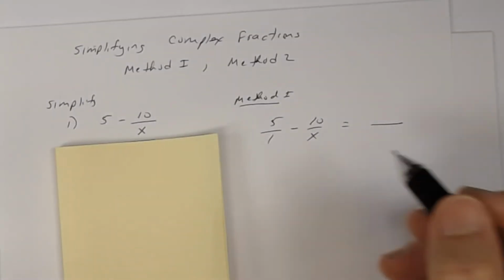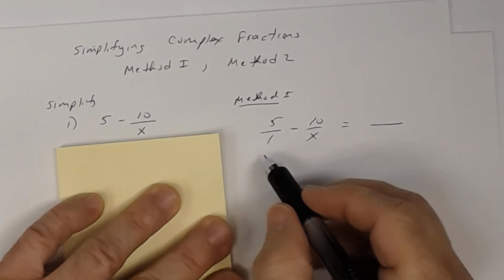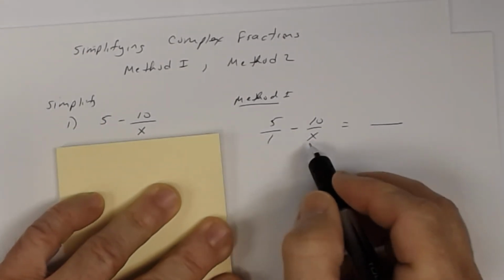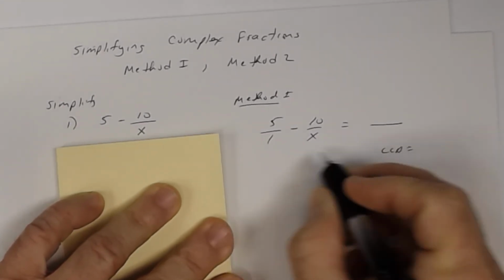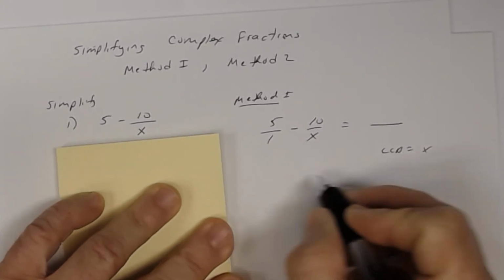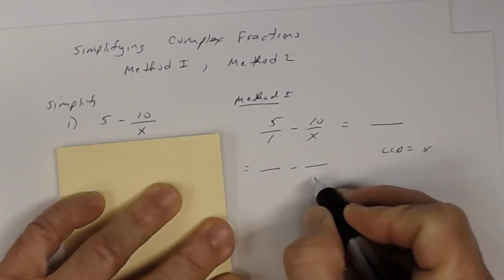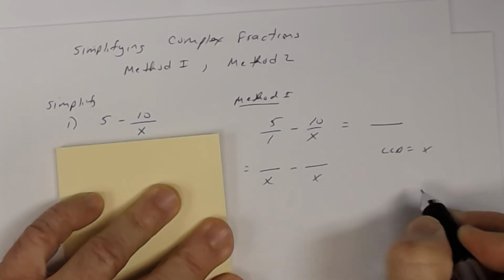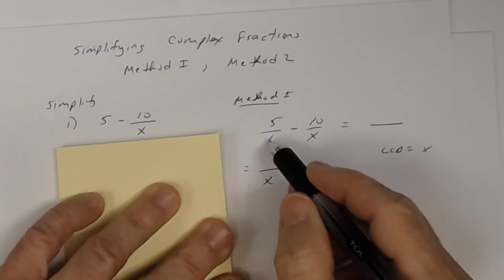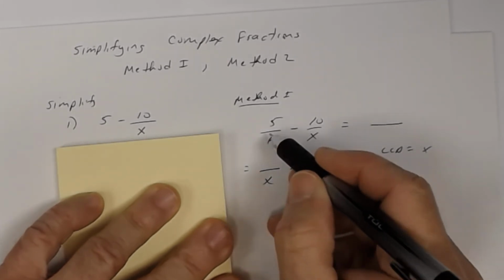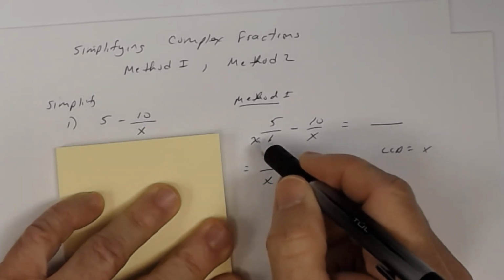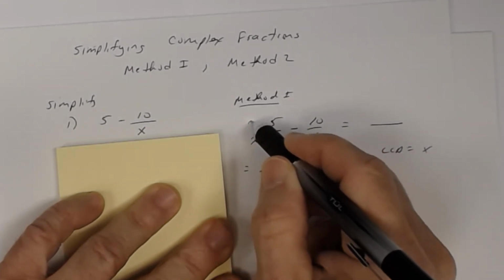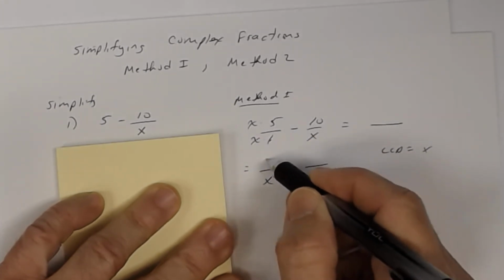That's going to involve you remembering some things that you learned in previous lessons. You're going to have to rewrite this as one rational expression, so you have to find the LCD. The LCD of these two denominators is x. So now you're going to write equivalent fractions with x as your denominator. This denominator is now 1, and you want it to be x, so you have to multiply 1 by x to get x. But what I do to the denominator, I have to do to the numerator, so x times 5 is 5x.